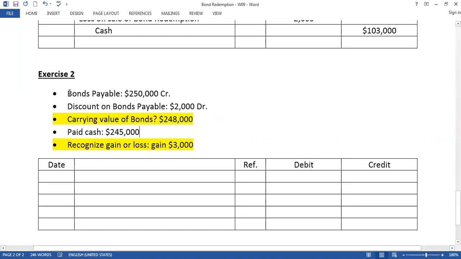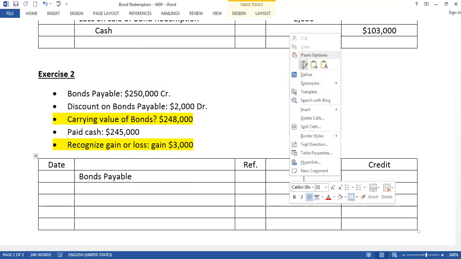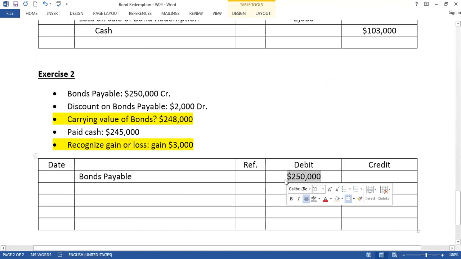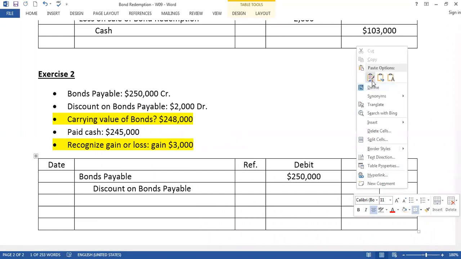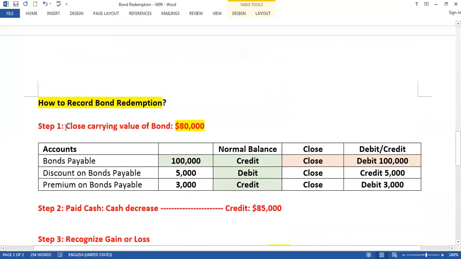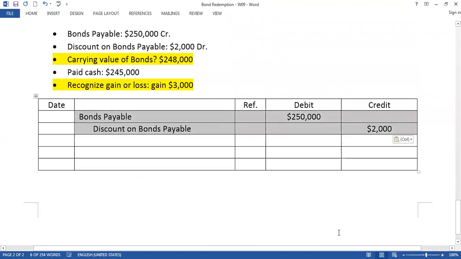Now how do we record the journal entries? Bonds payable has a normal balance of credit, so to close it we have to record it as debit. Discount on bonds payable has a normal balance of debit, so to close it, make it credit. So discount on bonds payable is now credit. So we have done our step one. Step one is completed. Step one is to close the carrying value of the bond. So we close the carrying value.